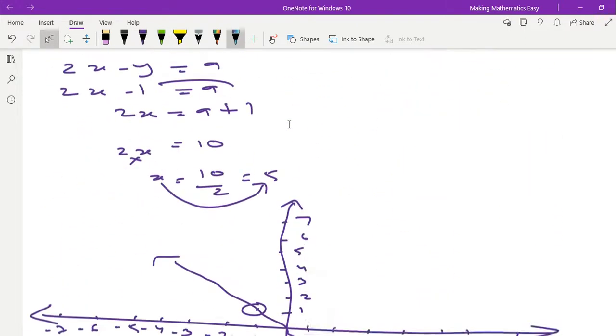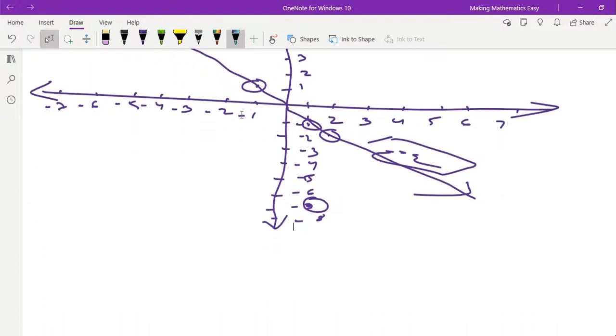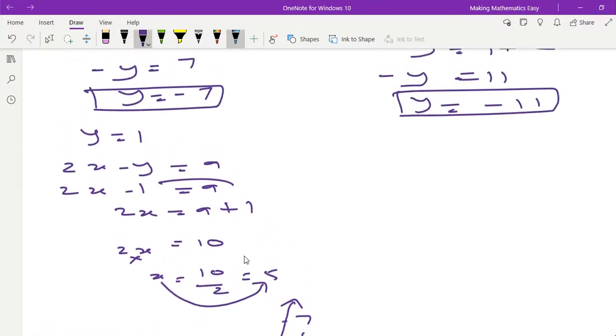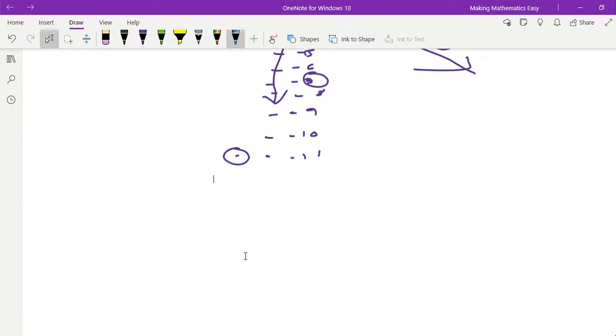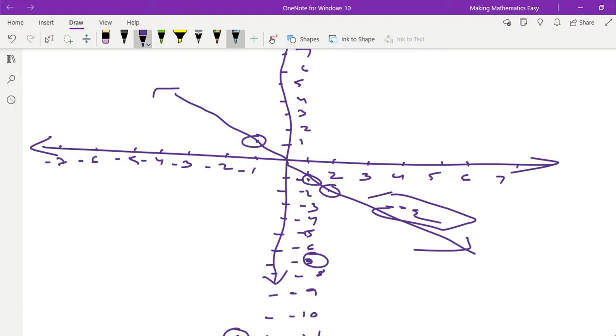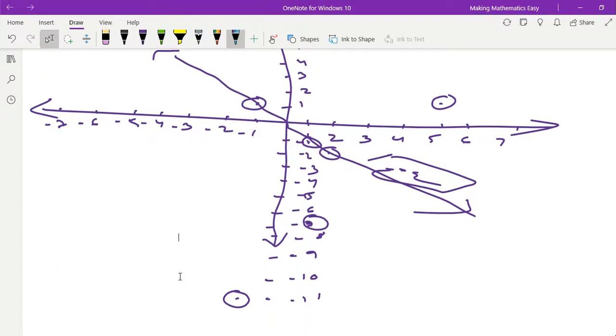Minus 1 minus 11, this line we need to extend. Minus 1 minus 11 will come somewhere over here, and then our third coordinate is 5 comma 1. So 5 comma 1 will come somewhere over here. If you see, these 3 points are also in this straight line, correct? So you just need to draw this straight line using a scale and pencil.